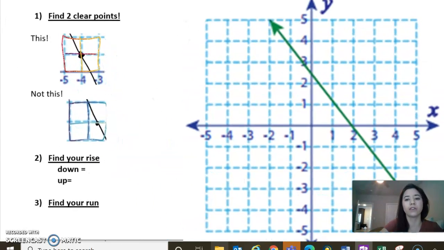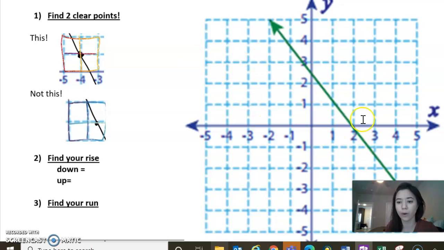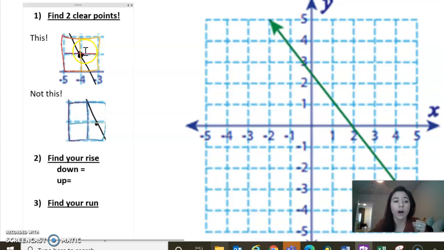The first thing we need to do on a graph, if there aren't 2 clear points written out, is find those 2 clear points. So this is an example of how you can find them. Basically, you want to find a point in the center of almost like a 4-square window. Or if you've played the game of Foursquare, it's right in the center. If your line crosses there, you can make a dot.